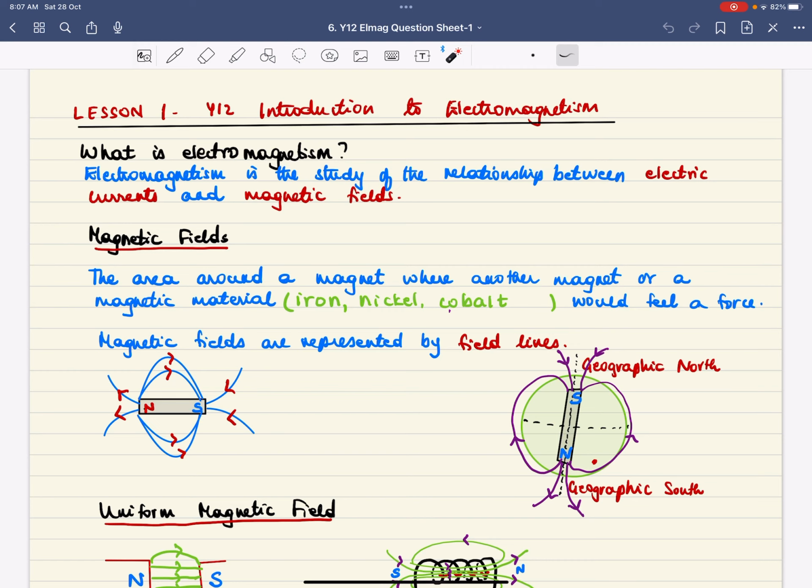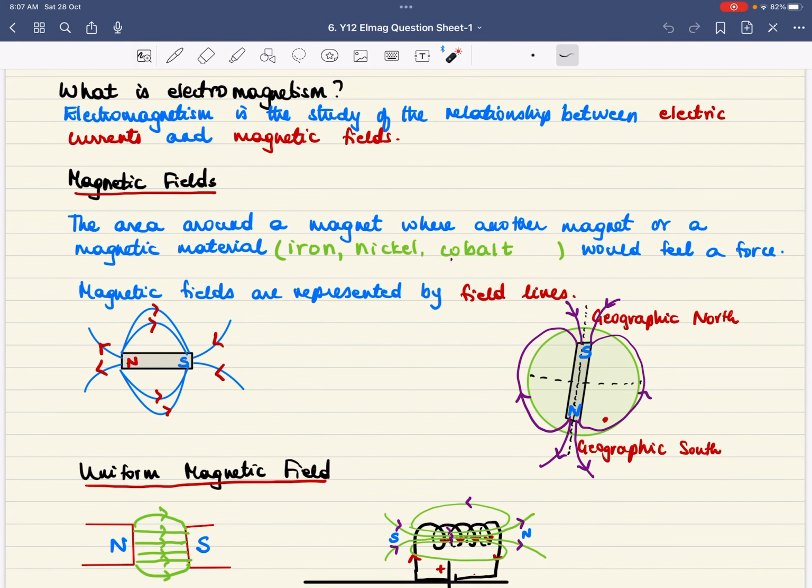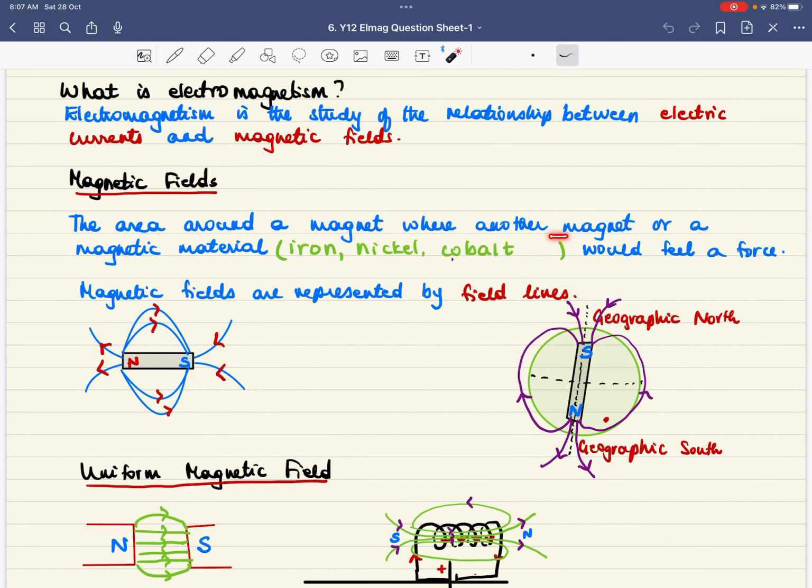What is electromagnetism? Electromagnetism is the study of the relationship between electric currents and magnetic fields. What is a magnetic field? It is the area around a magnet where another magnet or a magnetic material, which could be iron, nickel, or cobalt, would feel a force.